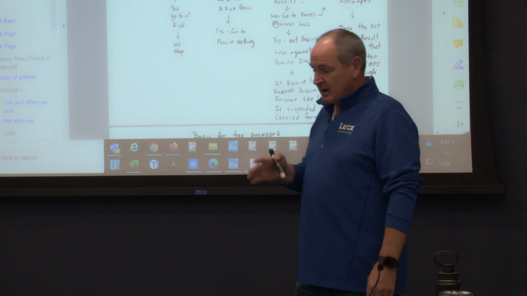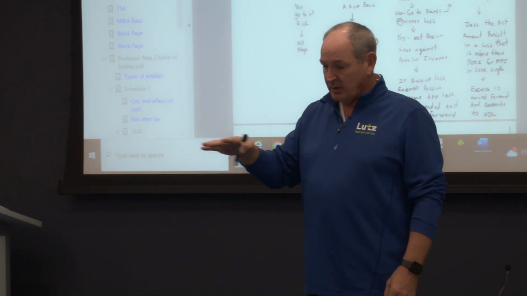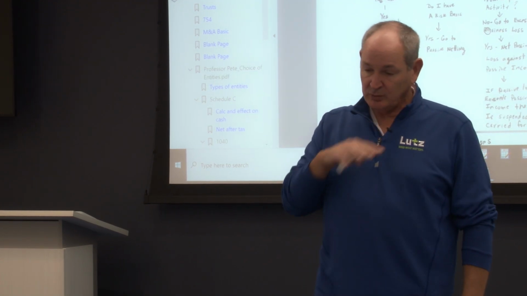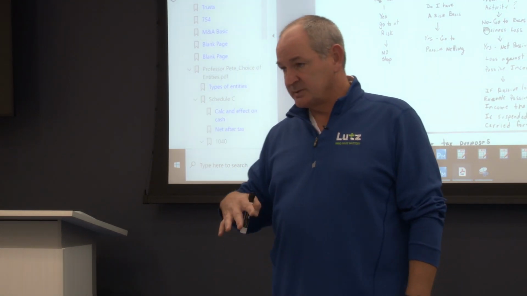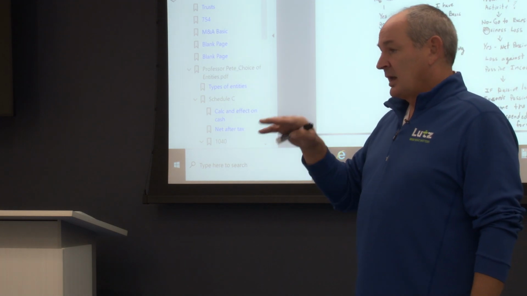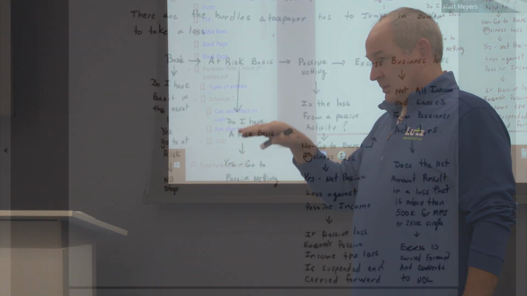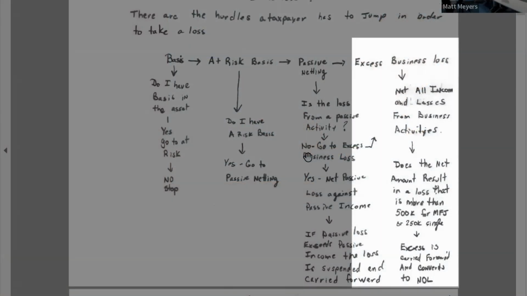Okay. So excess business loss means that now I've gotten all the losses over those hurdles. Now I have a loss or group of losses. I have to add them together, and now I have to make a determination. What is the filing status of the person who has the loss? Is it married filing joint or is it married separate?